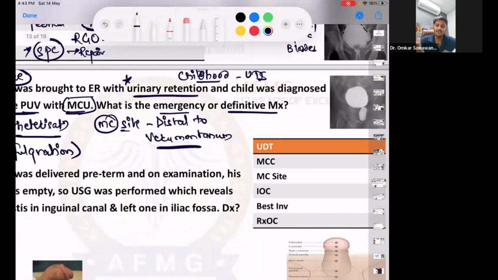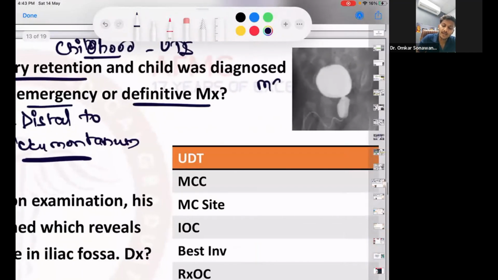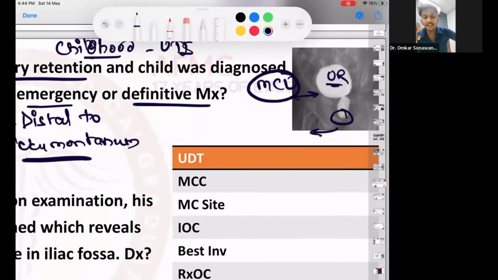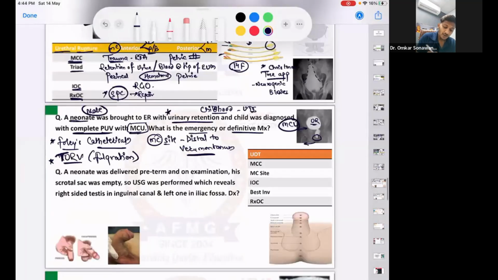No issues with this. And this is the MCU of the posterior urethral valve. You can see there is gross urinary retention in the child. Distal to the urethral valve, you cannot see any dilatation; there would be a collapse of the urethra, but proximal to it there is a dilated urethra. No issues with this, anybody?